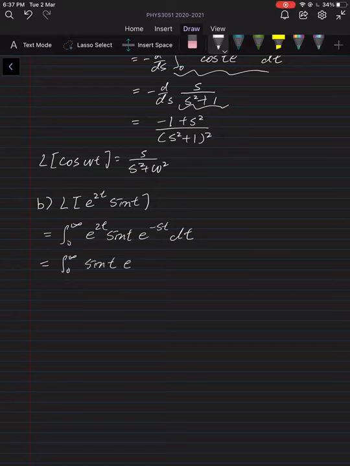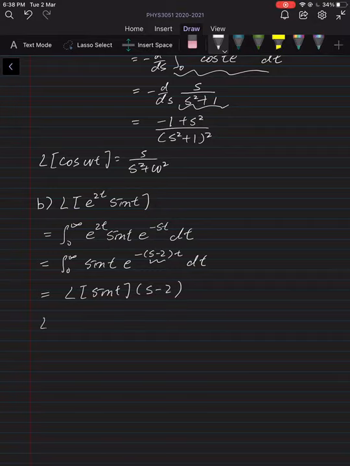because here you can absorb the 2 into the exponent. Because the s here is not a variable of integration, what you have gotten here is just the Laplace transform of sine t evaluated at s minus 2. So instead of s, you have s minus 2 here.